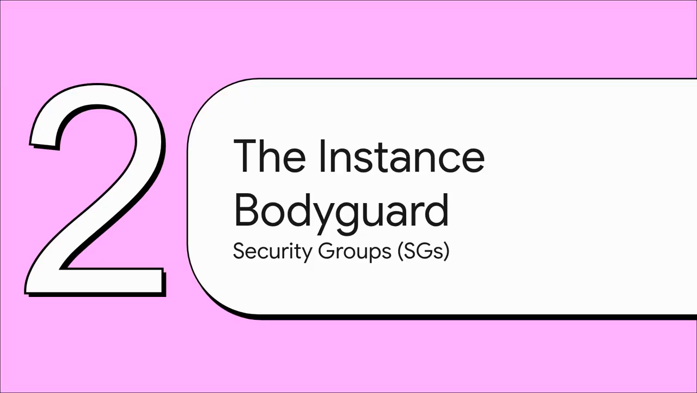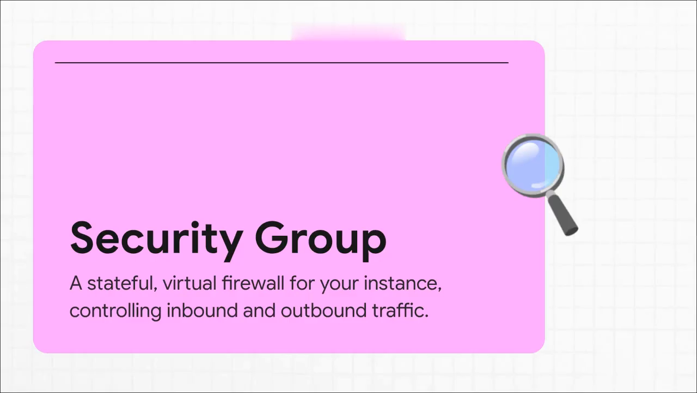Okay, so even if traffic makes it across the moat, it's not home free, not even close. Every single important asset inside our fortress needs its own dedicated protection. And that brings us to our next layer, the instance bodyguard, better known as the security group. A security group is a firewall that's essentially attached directly to your EC2 instance. It's way more specific than a NACL.